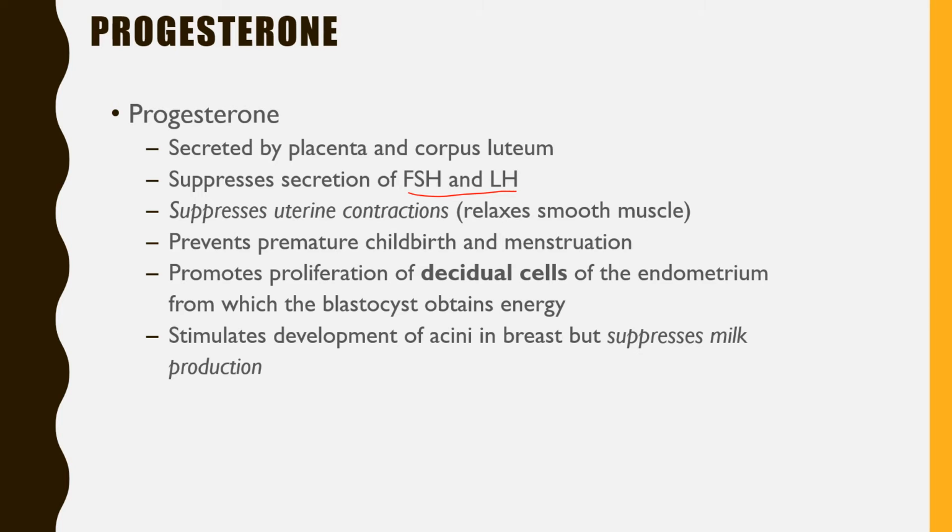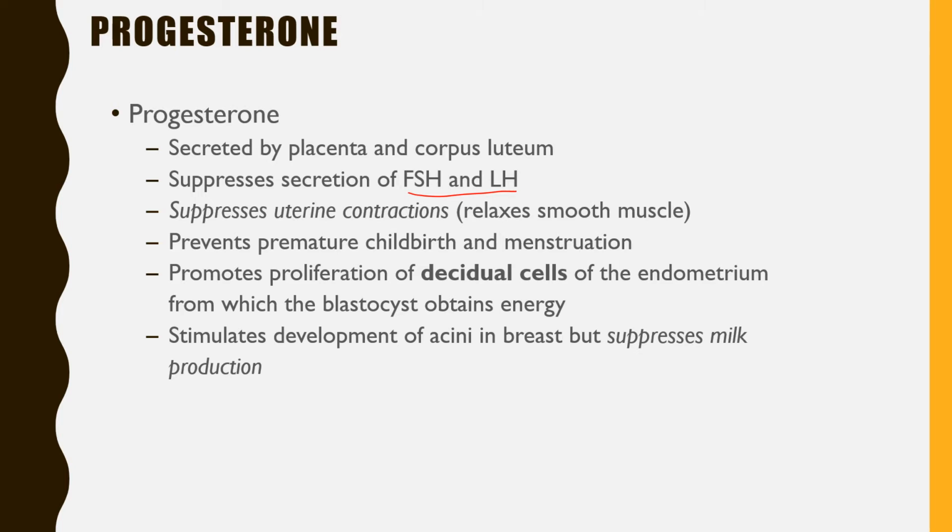It also promotes the proliferation of decidual cells. Now, this is part of the actions that it has in promoting the health of the endometrium, these decidual cells. So these decidual cells have large glycogen stores and so on. So a lot of energy can be derived from them and used by the growing and developing fetus.